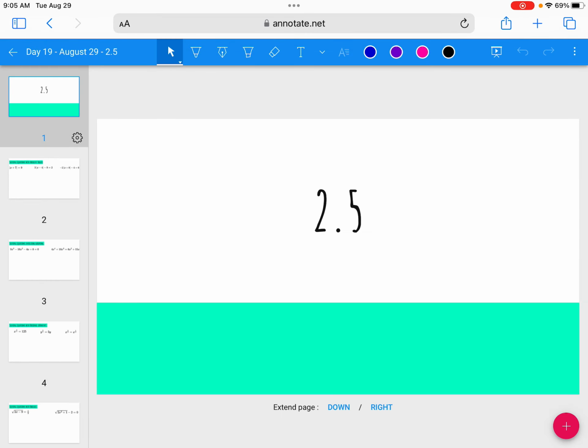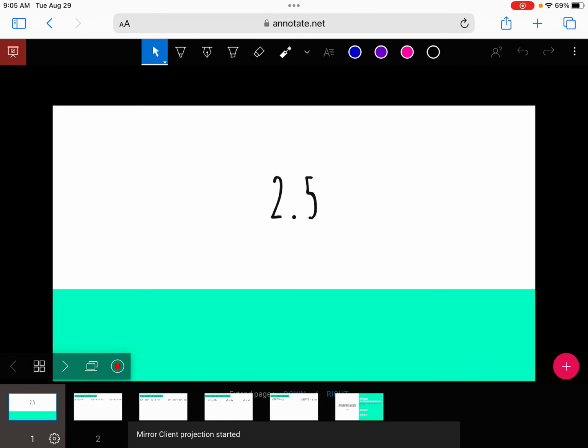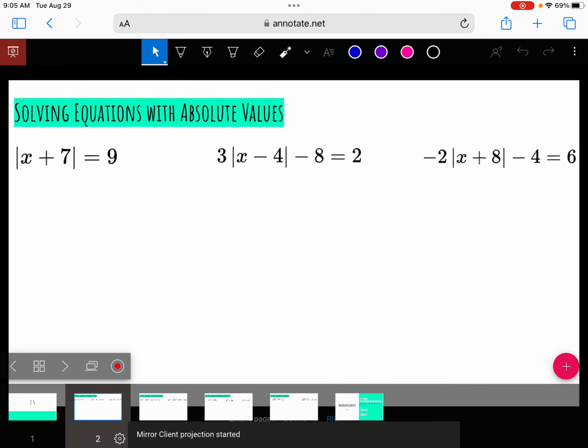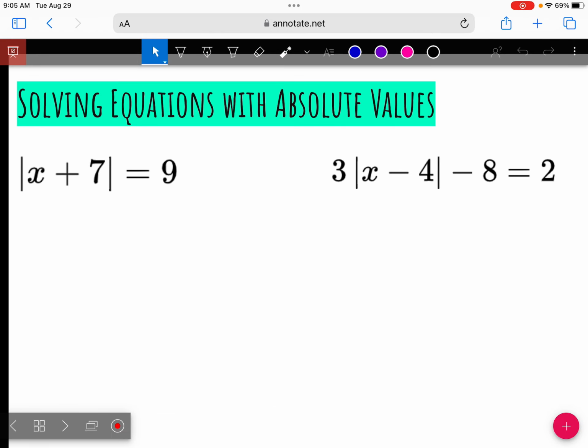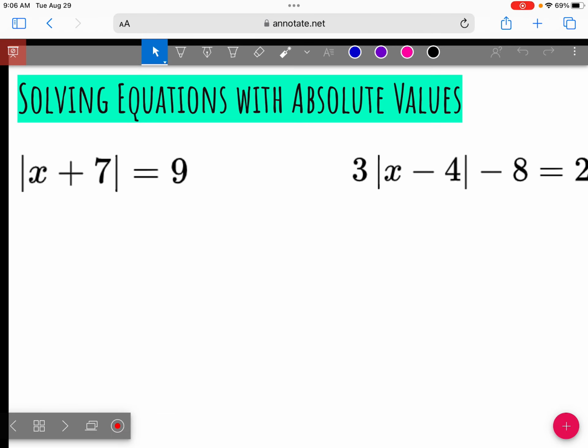Because we're moving on. We're into 2-5 now. So we're going to be solving absolute values. This is old school. You've done this before. This is 2.5. So I'm going to bring it in here. Remember, absolute values are a way to mark the distance.